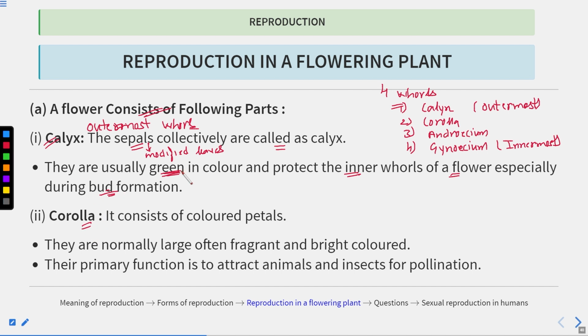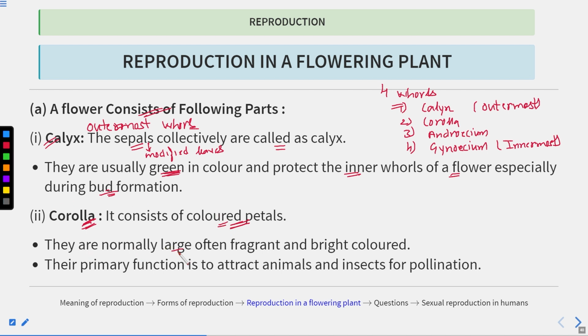So corolla is the inner whorl to calyx. Or you can say the whorl beneath the calyx is the corolla. Now it consists of colored petals. So petals you have seen, you must have observed that they are of different colors. So corolla is made up of a collection of petals which are colored.